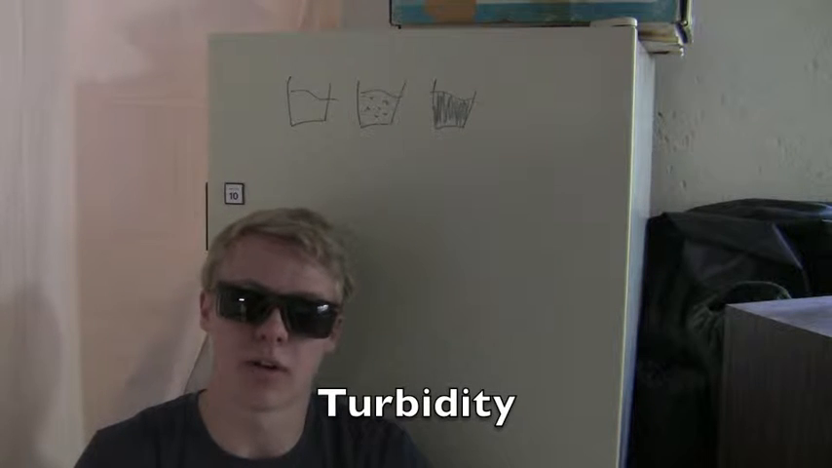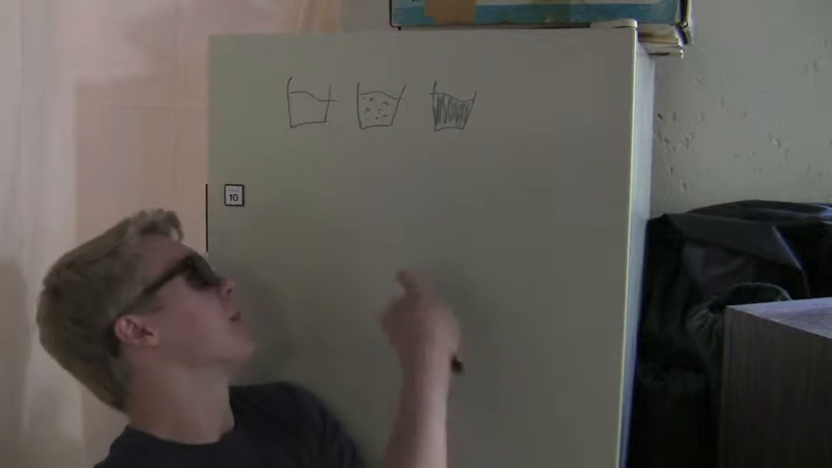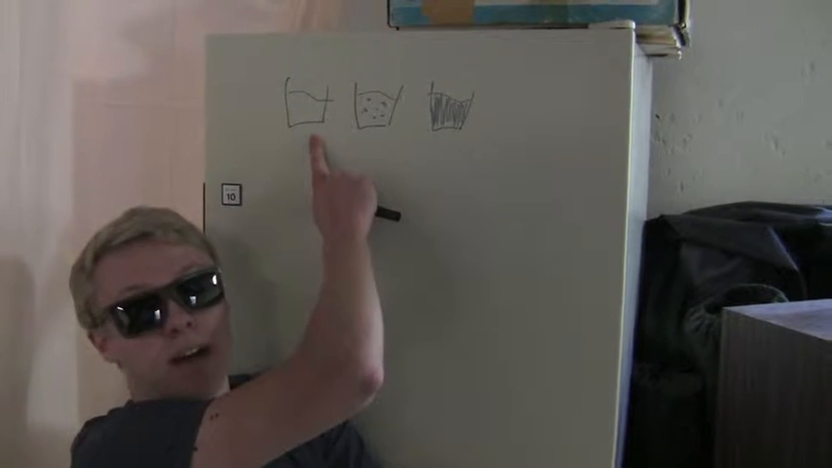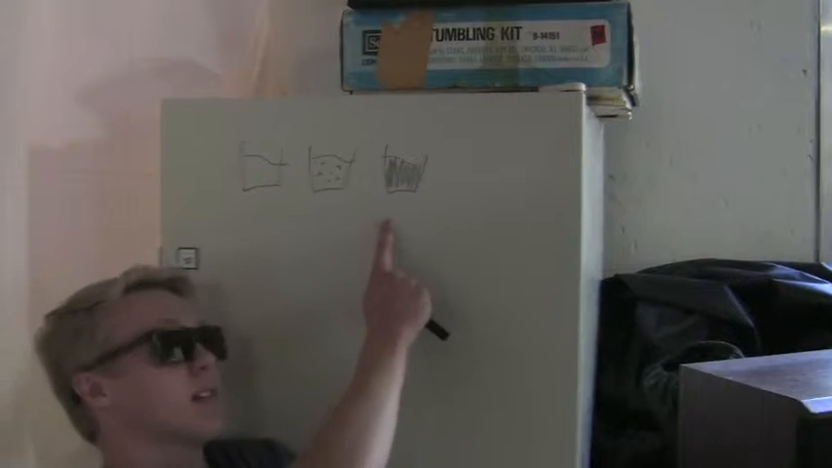Turbidity is the measure of water clarity. Oftentimes, water should be clear, but as turbidity increases, the water gets cloudier. They measure this by using photodiodes, a sensor, and computers.